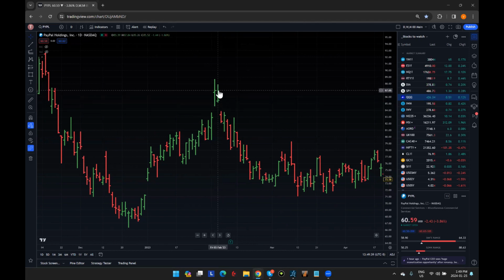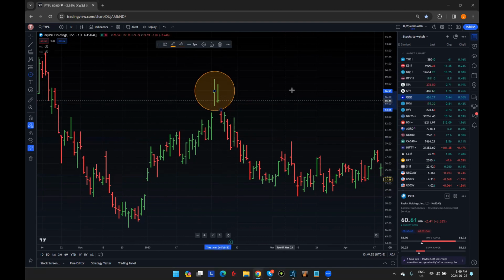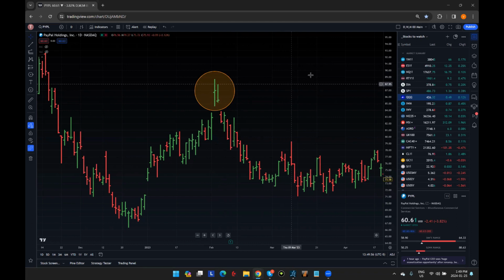So this is what we call an island reversal formation. Why? Because you have a gap up here, you have a gap down there, which means that these candles here are on an island of their own, right? So it could be two candles, could be 20, could be any number of candles. But when you have a gap up on one side and a gap down on the other, leaving these isolated on their own, it's called an island reversal, and it is one of the strongest charting patterns out there.